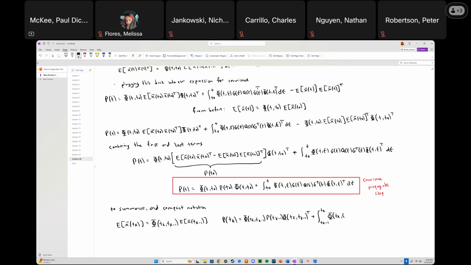phi from tk minus 1 to tk transpose, plus the integral from tk minus 1 to tk of phi, G of epsilon, Q of epsilon, G of epsilon transpose, phi transpose, where this integral term is often abbreviated as Qk, which is not the same thing as Q of epsilon. So Q of epsilon is the process noise covariance matrix.